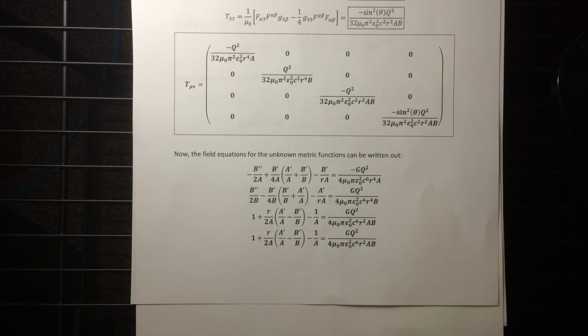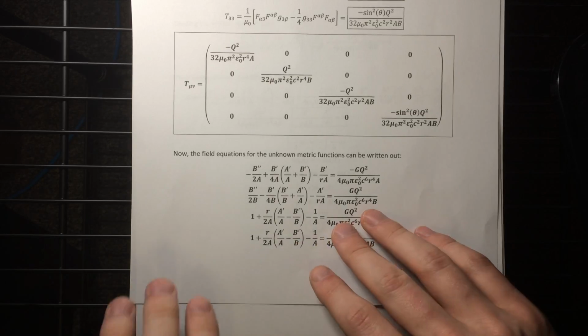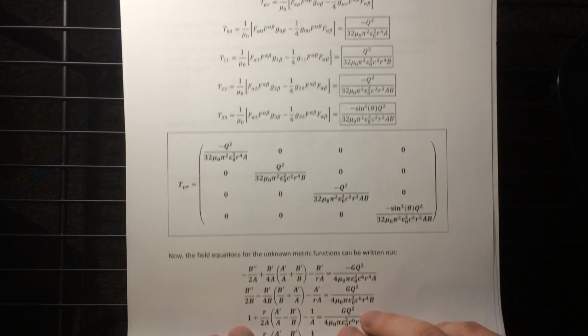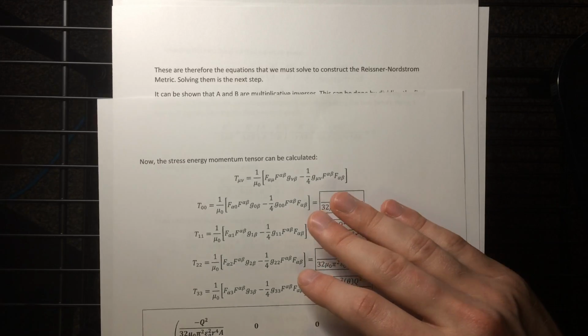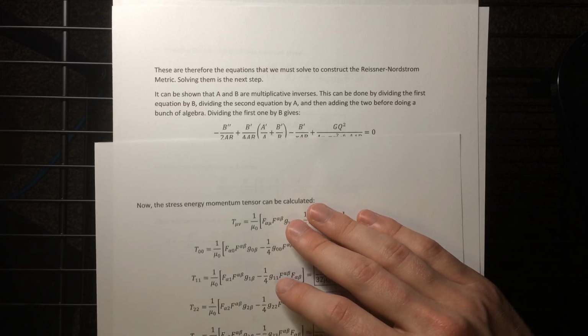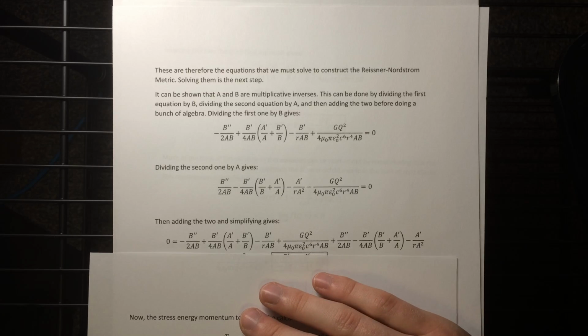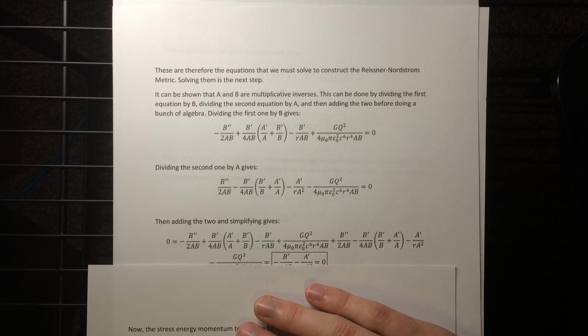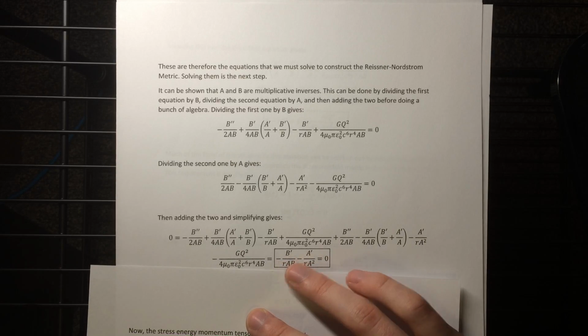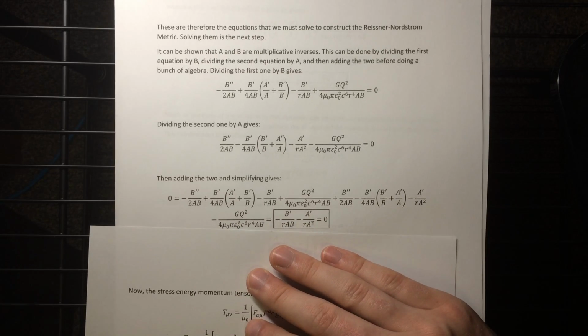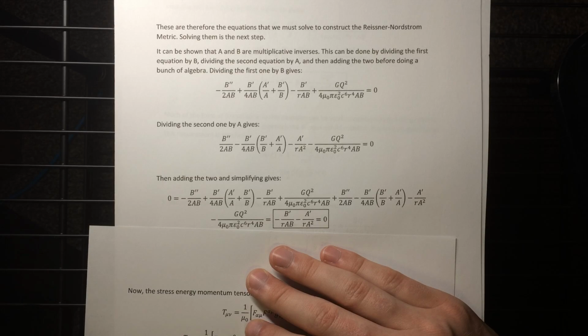This can be done by dividing the first equation by B and dividing the second equation by A, and then adding the two. So when we actually sit down and do that, dividing the first one by B gives that, and dividing the second one by A gives that, and adding them gives that, and then simplifying that down gives us this right here in the box. Right, so that we're going to algebraically manipulate to prove that they're multiplicative inverses.